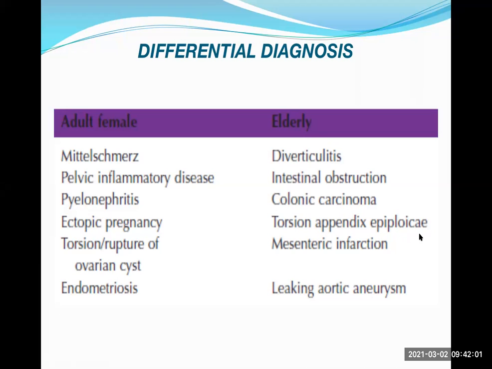Torsion of appendix epiploica. The appendices epiploicae are another important hallmark of the large intestine. These are small pads of fat which are present there. If that pad of fat gets torsion or twisted, then it may also lead to pain. Mesenteric infarction is an ischemic condition, and a leaking aortic aneurysm also causes abdominal pain. It may lead to hypovolemia. Hypovolemia can also lead to abdominal pain because of ischemia. So all these things are considered.